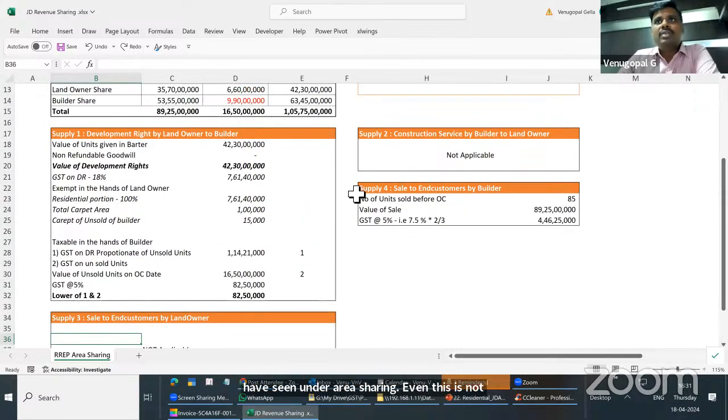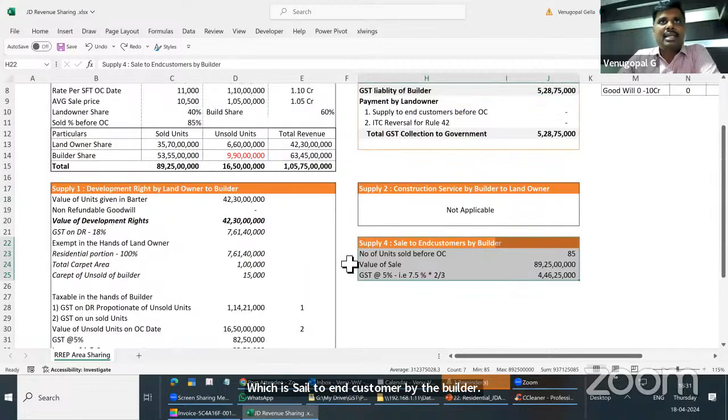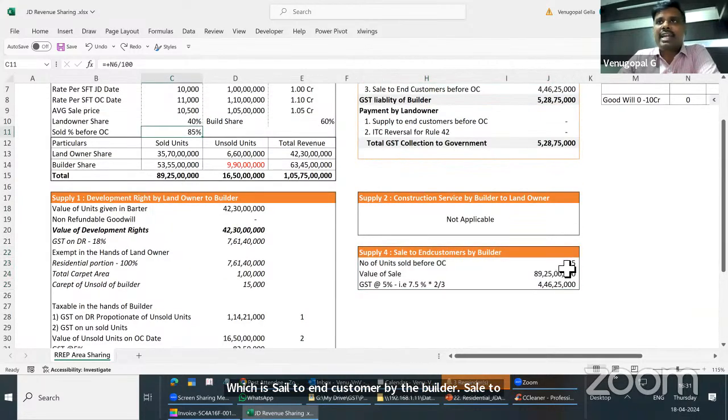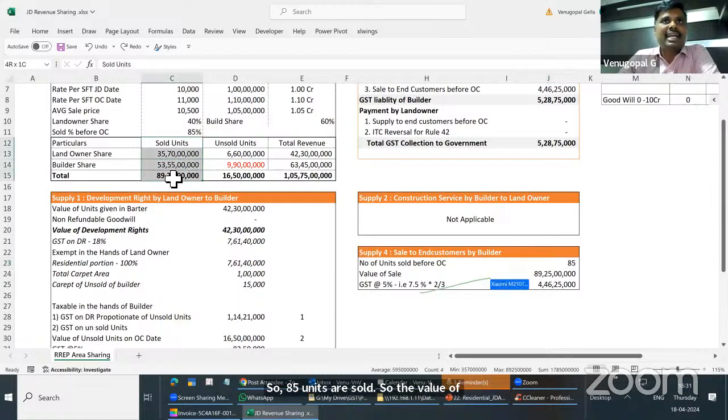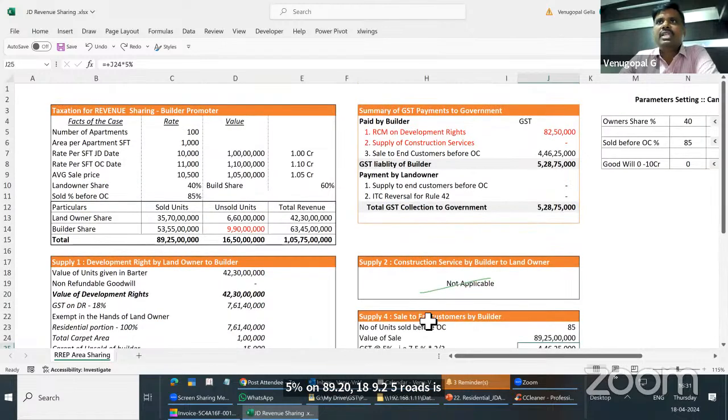Supply 4, which is sale to end customer by the builder. In the current example, we have seen 85%, so 85 units are sold. The value of the units sold, we have seen, is 89 crore 25 lakhs. So 5% on 89.25 crores is 4.46.